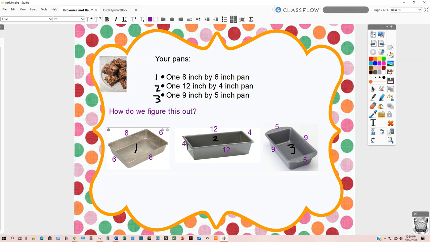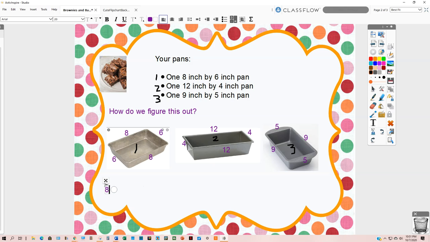Now that I have this set up, I can use perimeter to figure out which is going to give me the most edges. So according to what we learned yesterday, perimeter is just taking the sides and adding them up. It's kind of like if I was to cut this pan here and bend these to where I can make it one long line. I want to know how long that is. The longer the line, the more edges I can have with my brownie. So let's take this one.